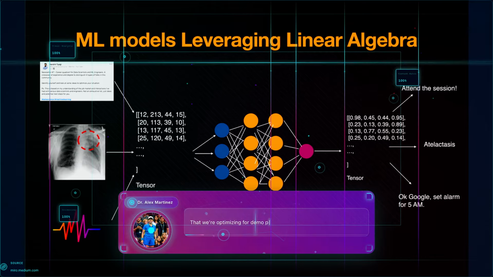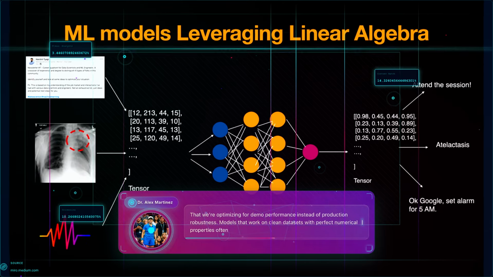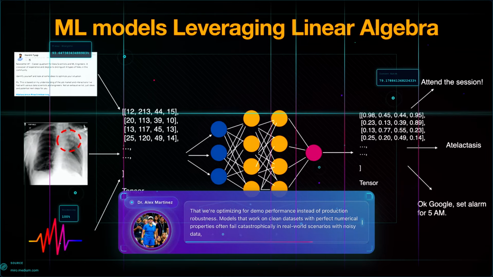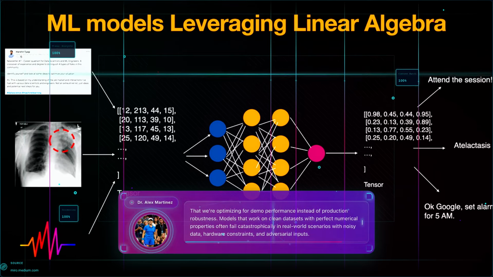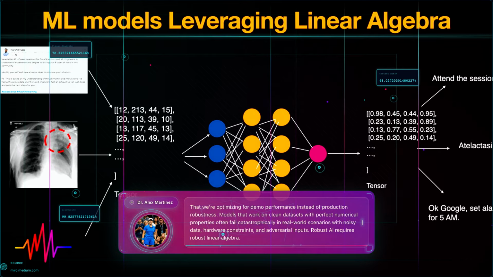That we're optimizing for demo performance instead of production robustness. Models that work on clean datasets with perfect numerical properties often fail catastrophically in real-world scenarios with noisy data, hardware constraints, and adversarial inputs. Robust AI requires robust linear algebra.